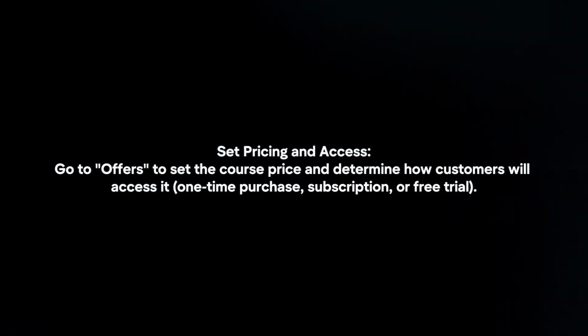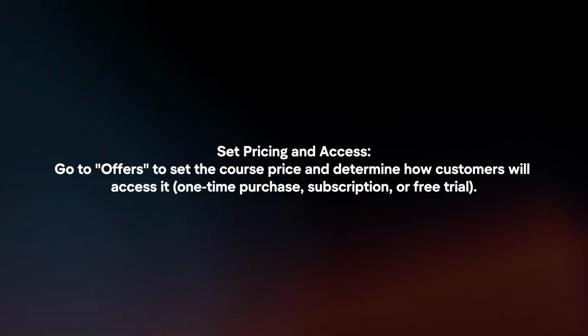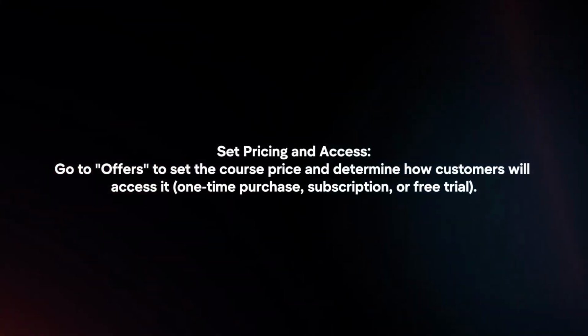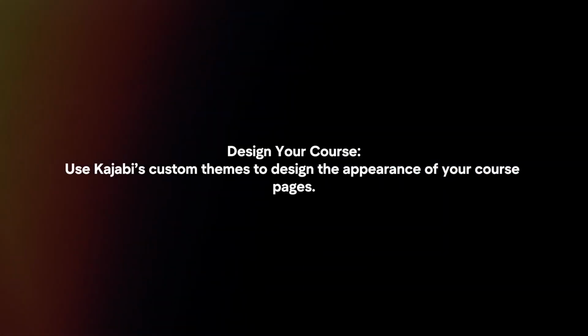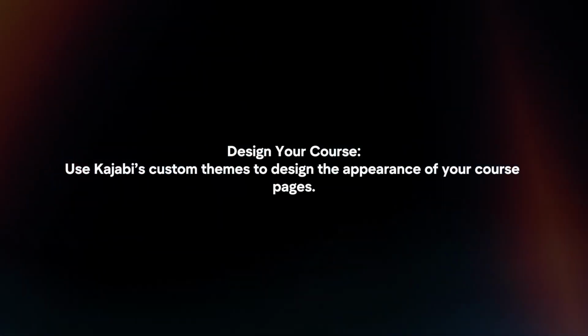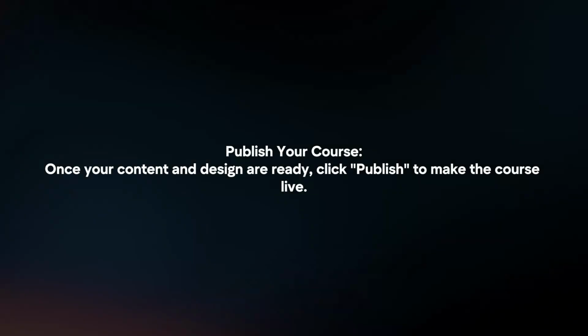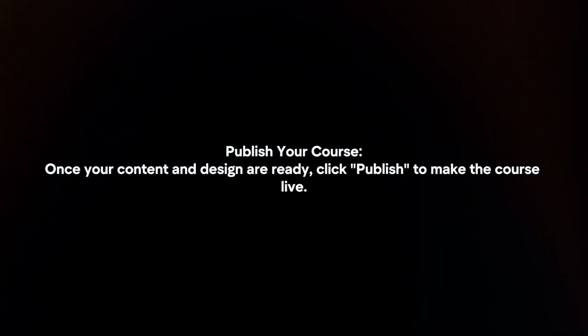Set pricing and access. Go to Offers to set the course price and determine how customers will access it. Design your course. Use Kajabi's custom themes to design the appearance of your course pages. Publish your course. Once your content and design are ready, click Publish to make the course live.